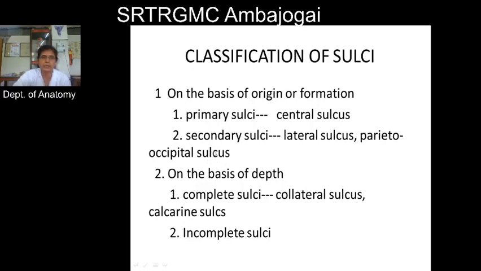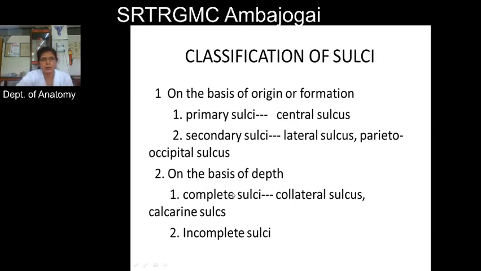Another example of a secondary sulcus is the parieto-occipital sulcus, and this parieto-occipital sulcus develops secondary to the development of the corpus callosum and its growth. So these primary and secondary sulci are classified on the basis of their origin or formation. Then the second classification is on the basis of depth of the sulci.